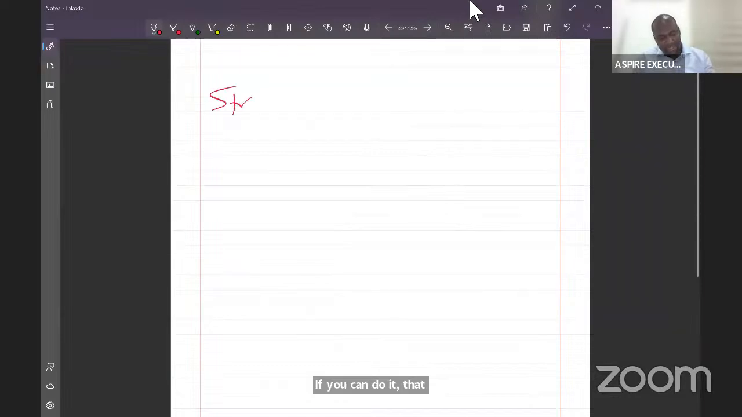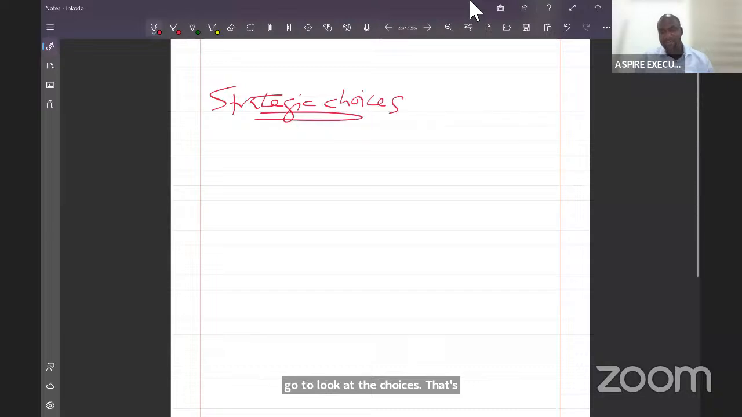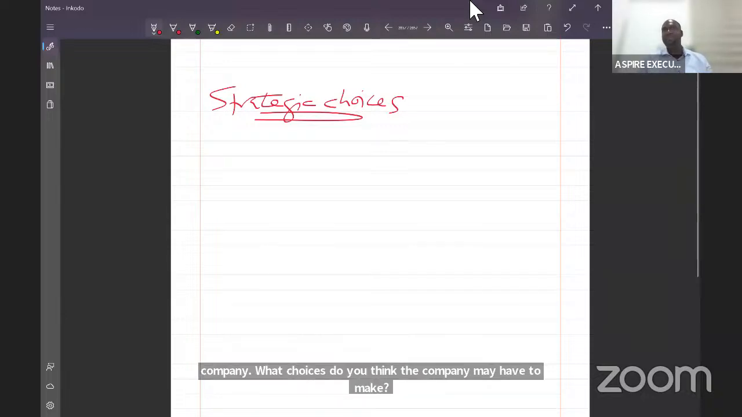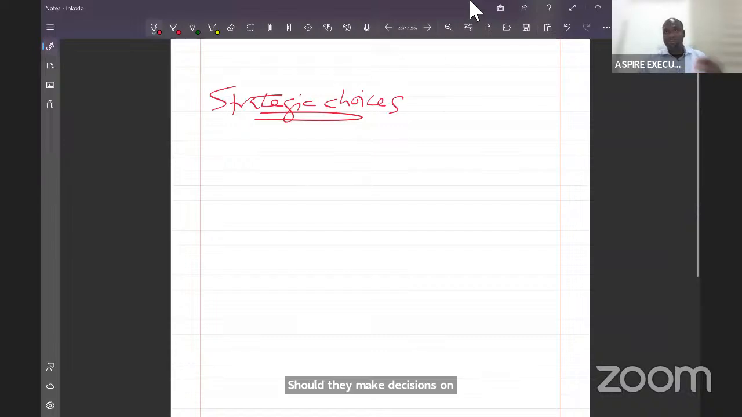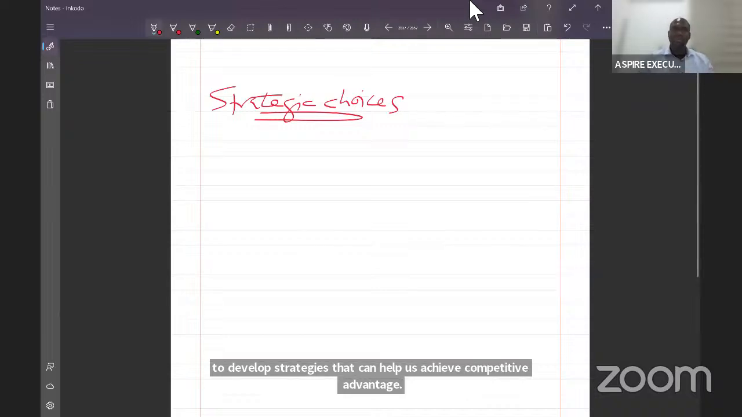Then you can go to look at the strategic choices that are needed to be embarked on by the company. Run your head around it. Look at the company. What choices do you think the company may have to make? Should they make decisions on being able to achieve competitive advantage? Because as we speak now, we are facing challenges when it comes to their competitive advantage. The competitor is clearly taking over. So there's a need to develop strategies that can help us achieve competitive advantage. How do we intend to grow? We need to do that.